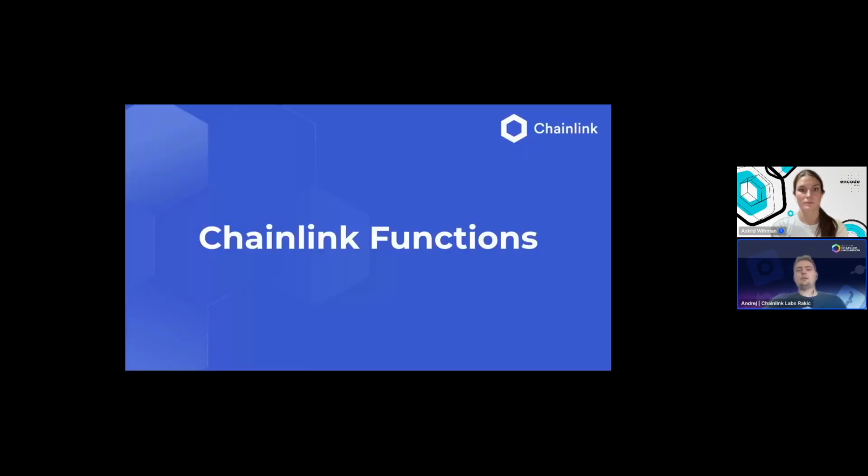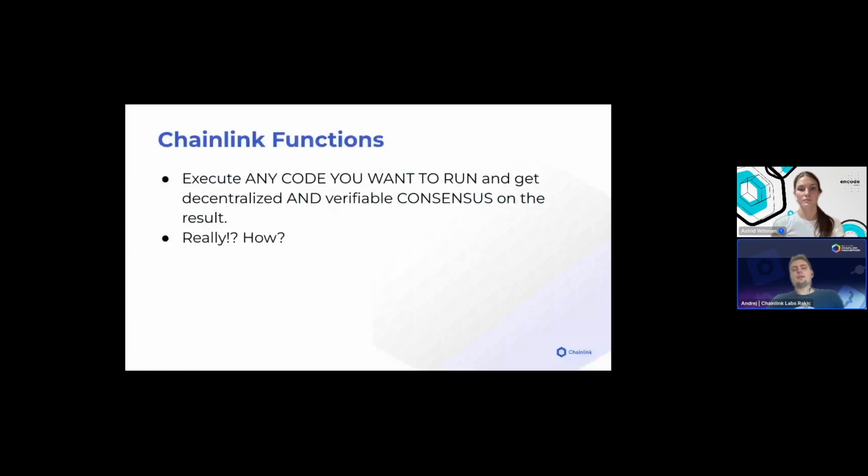Okay, so what is Chainlink Functions? Chainlink Functions allows us to execute any code we want to run and get the decentralized and verifiable consensus on the result using a DON. But what I mean by any code is literally any code. At the moment, the only language supported is vanilla JavaScript. But again, this is in beta. You'll see more and more languages added. You get the point. But that can be whatever you want, literally any code.